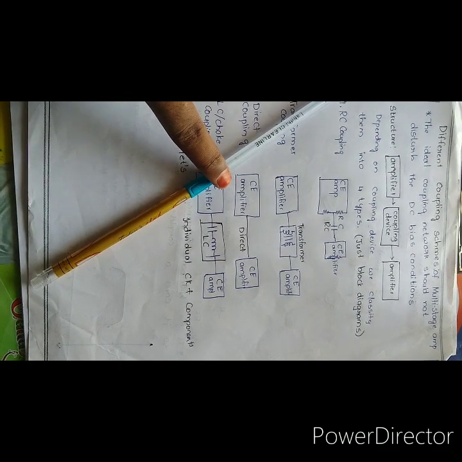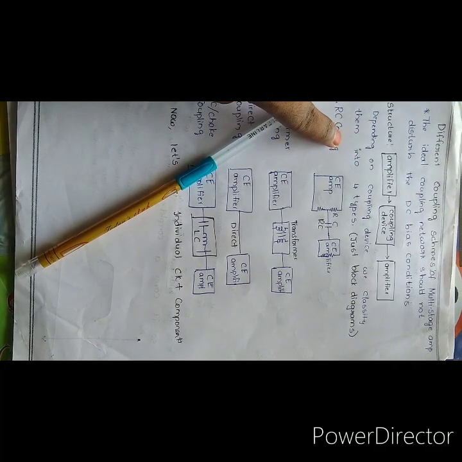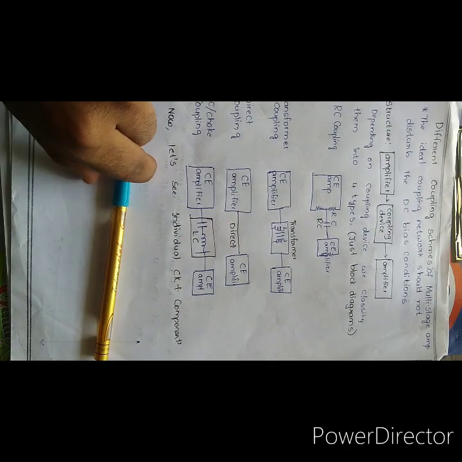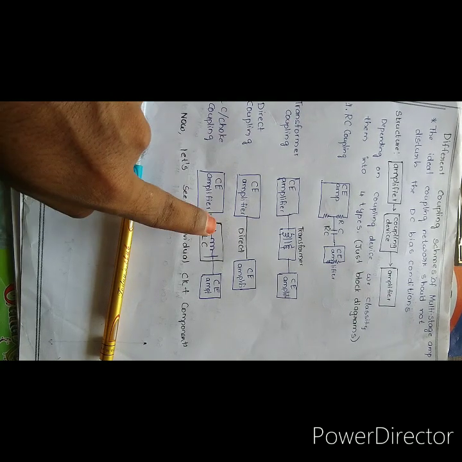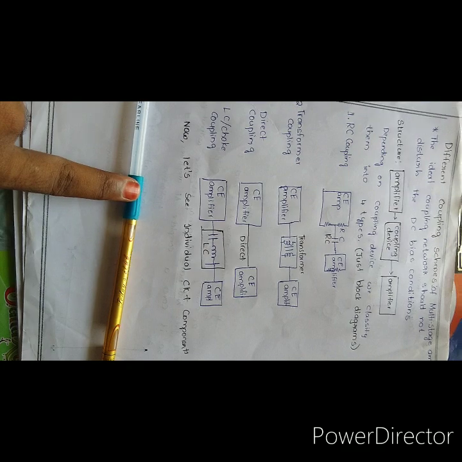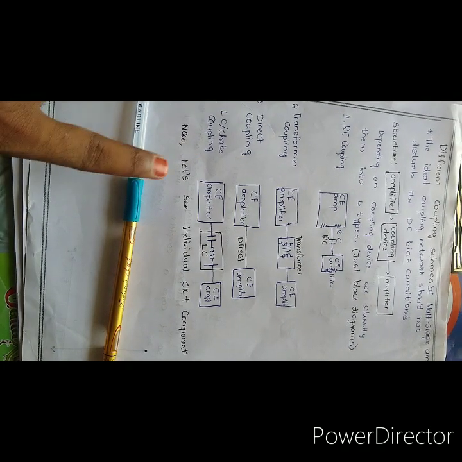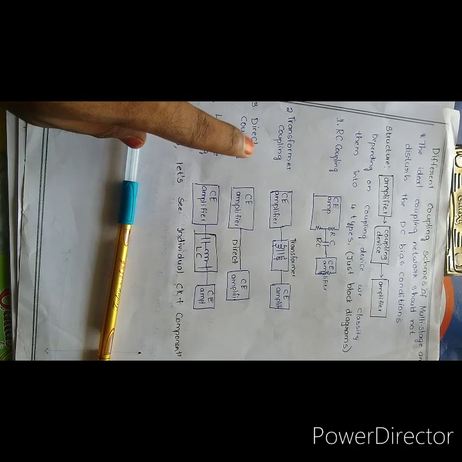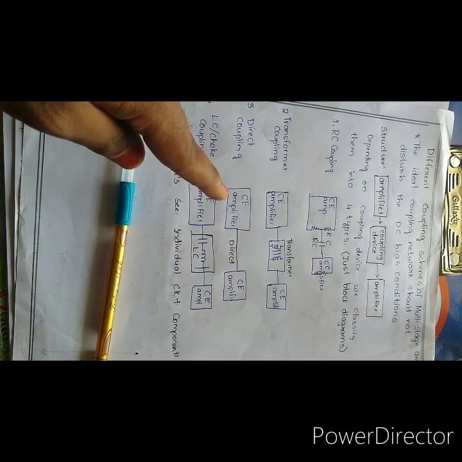If the coupling device is RC, then we call it RC coupling. If the coupling device is a transformer, we call it transformer coupling. If the amplifiers are directly attached, with no coupling device, then it is called direct coupling. If the coupling device is an inductor and capacitor, we call it LC choke or LCR choke coupling. This is a block diagram, friends. We will next go to the circuit diagrams.